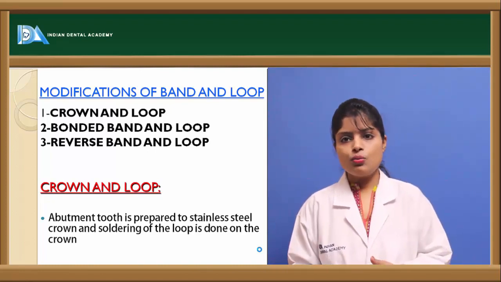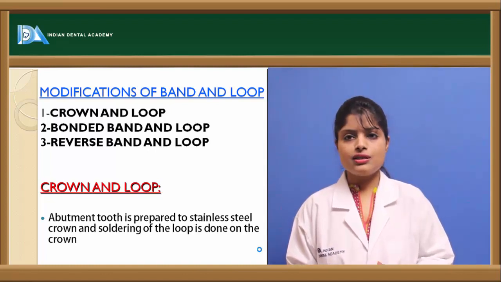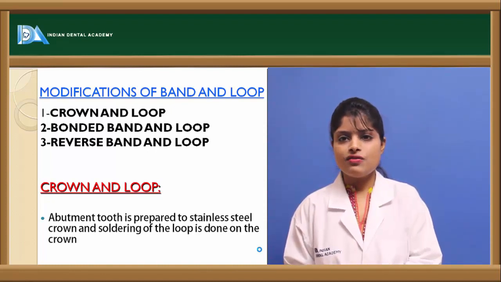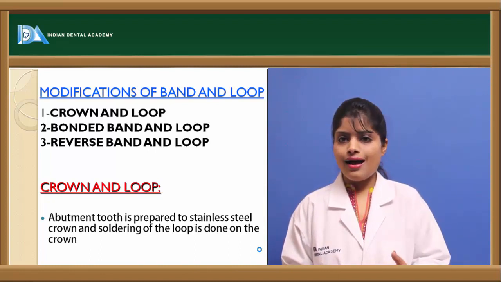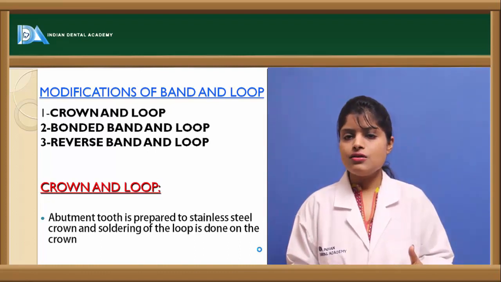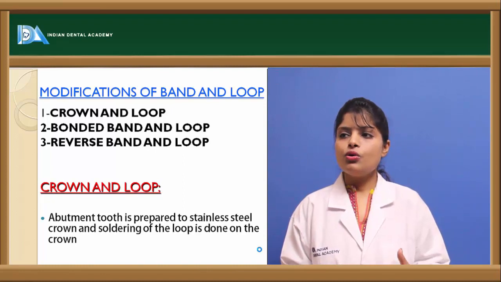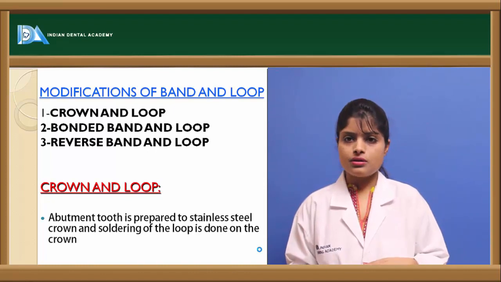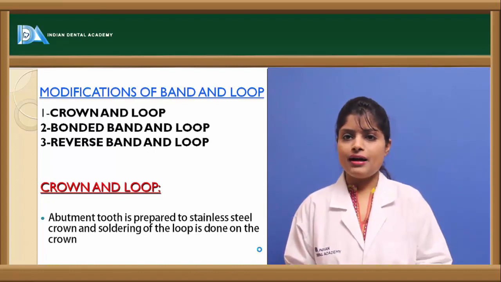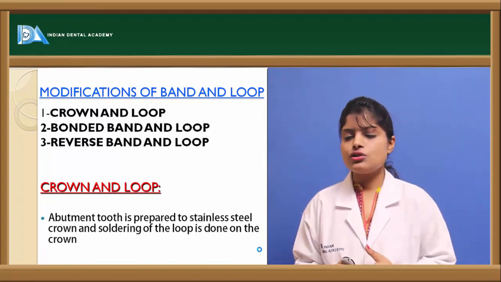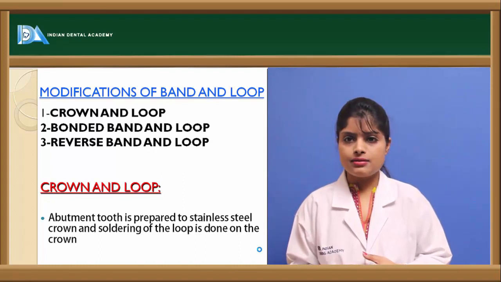Then the reverse band and loop is another type of appliance which can be used in the premature exfoliation of the second primary molar, where the band is placed on the first primary molar and the loop extends and rests on the mesial surface of the first permanent molar. The bands can also be used with stoppers. The stoppers prevent the band from slipping gingivally. So these were certain modifications of the band and loop type of appliance.